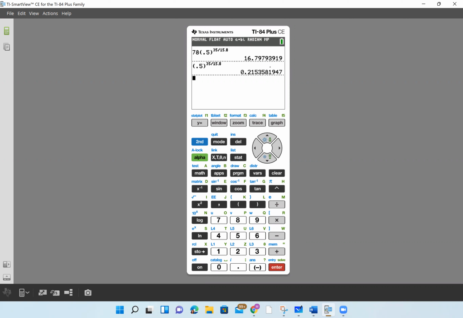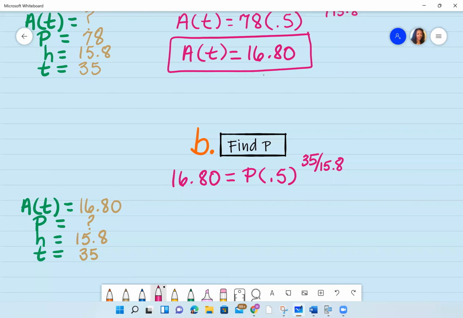So instead of writing all of these numbers down, I'm just going to write 4 places after the decimal, and I'm going to round this 3 up to a 4. So 0.2154. 0.2154, but I have a P on this side as well. Set that equal to 16.80.